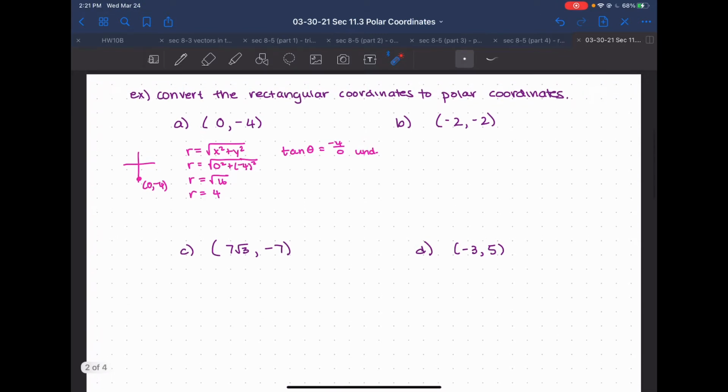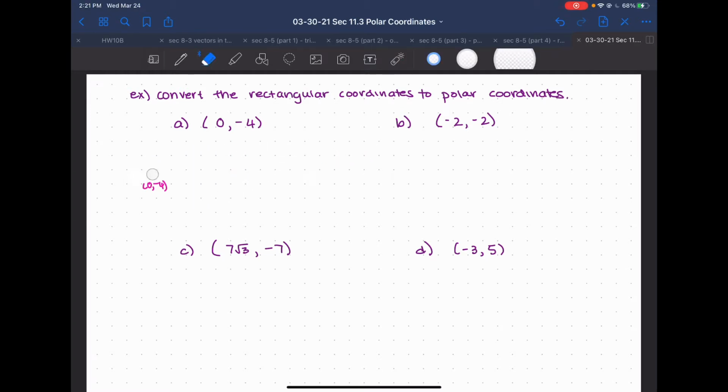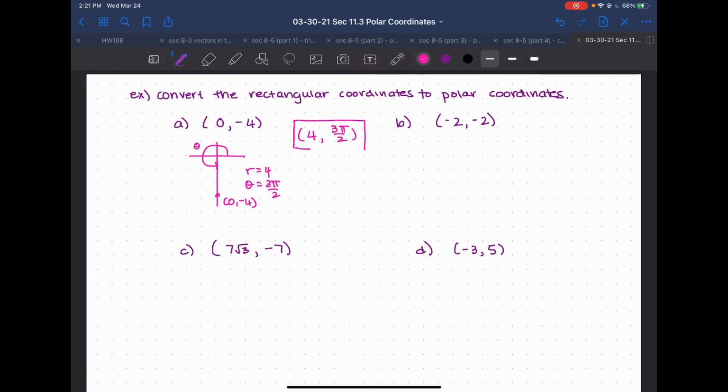So sometimes you don't need to go through the formulas. You can just use what you already know. So I'm actually going to erase this, because don't always go mindlessly through the formulas. Just take a quick second to stop and think. Just to remind ourselves, this is down here at the point (0, -4). So we can see that r is 4, theta is 3π/2, because that's going to be theta. So the coordinates are (4, 3π/2). Much easier that way. And if you can visualize it in your head, you don't even have to show any work.